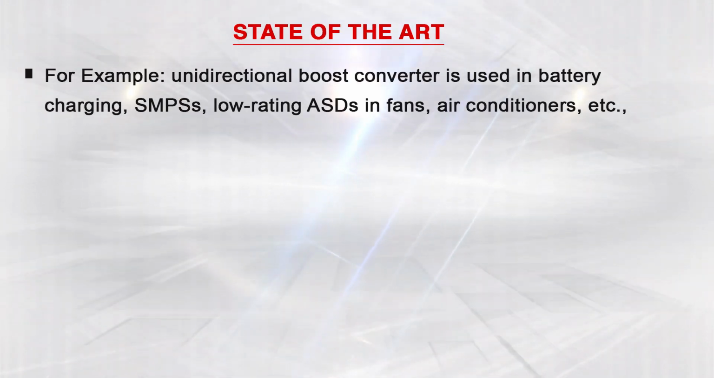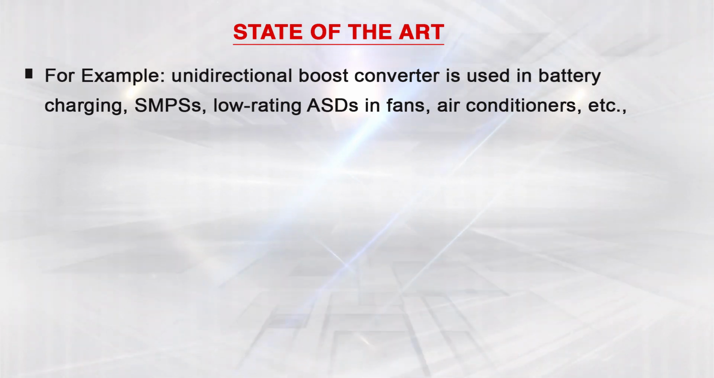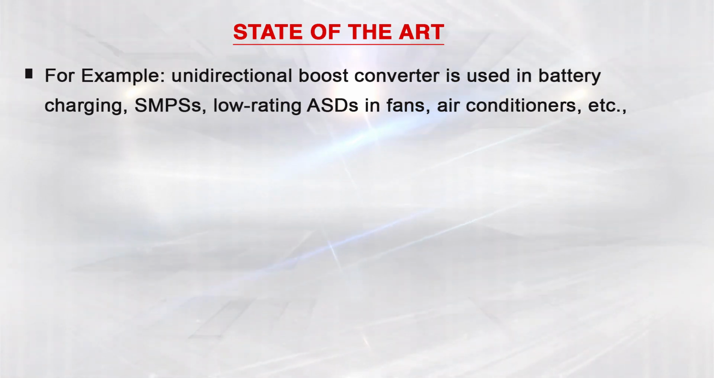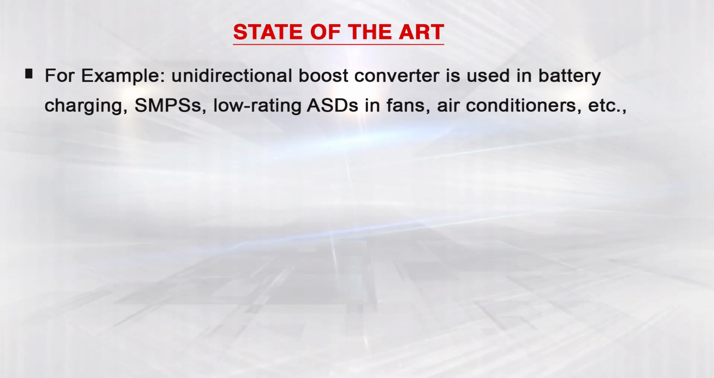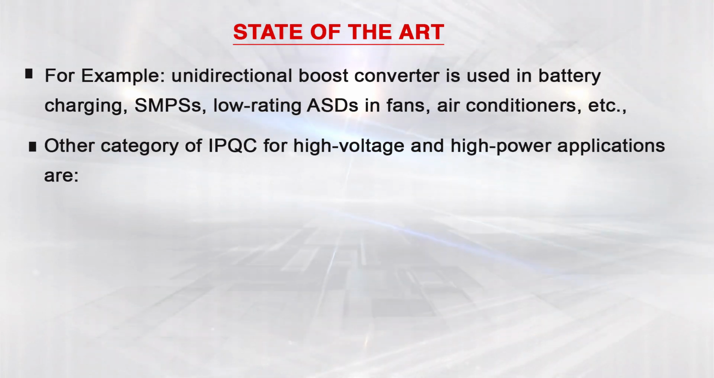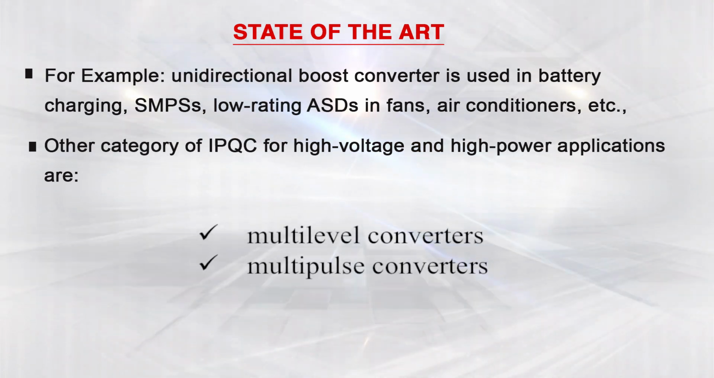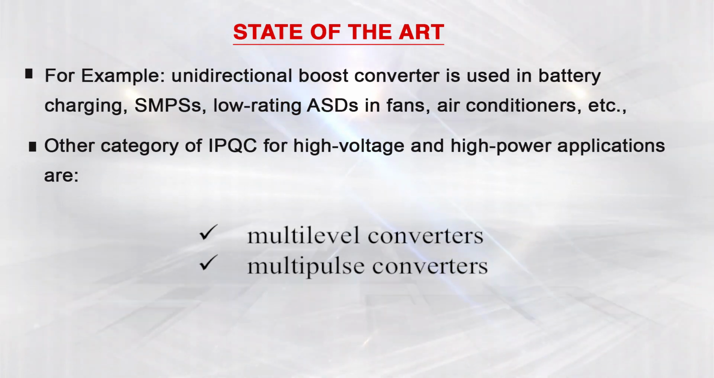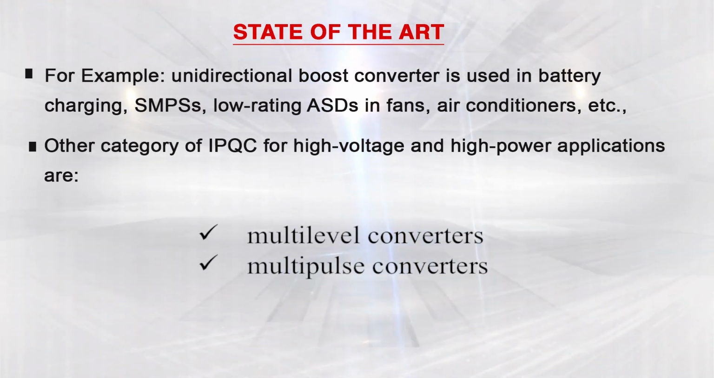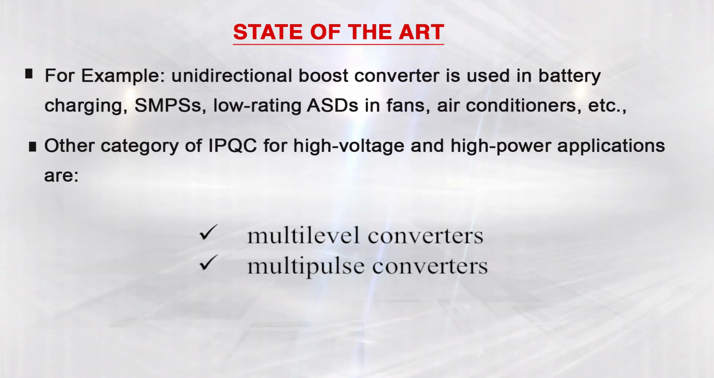So, for example, a unidirectional boost converter is used in battery charging, switch mode power supply, low rating adjustable speed drives in fans, air conditioners, etc. Another category of IPQC for high voltage and high power applications is multi-level inverters and multi-pulse converters. We have these converters which could be used for high power applications. We can develop a DC fast charger with the help of these multi-level converters. So, the classification has been done on the basis of topology, type of converter and supply.